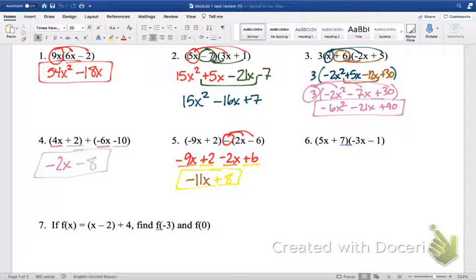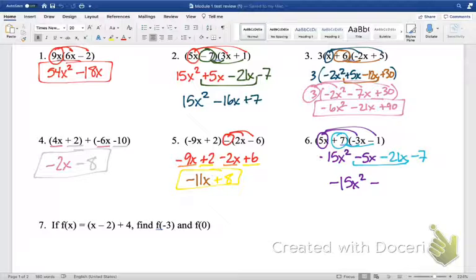Going back to the multiplication, for number 6, we'll take the 5x and multiply it in. So distribute that 5x in, give me negative 15x squared minus 5x. And then plus 7 will get distributed in as well. So minus 21x minus 7. Combine those like terms. Should have negative 15x squared minus 26x minus 7.